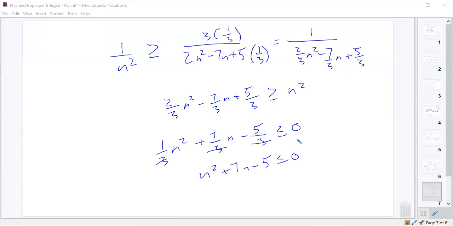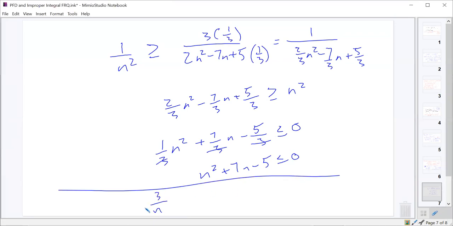Alice, could we have just directly compared it to 3 over 2n squared? Does it have to be 1 over n squared? No, you could have done a direct comparison with a different function, but it wouldn't have worked out without having to figure out this n value for 1 over n squared. So if you wanted to do it for 3 over 2n squared, that'd be fine.